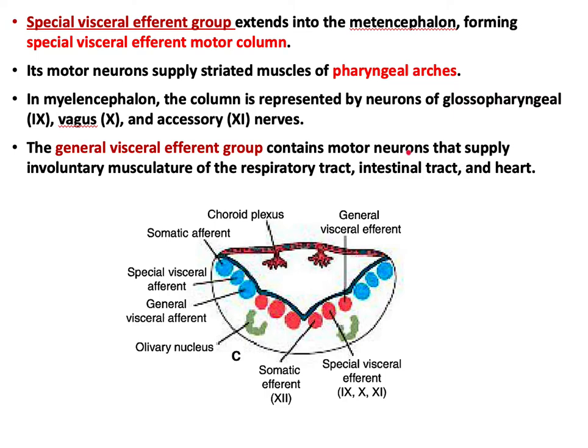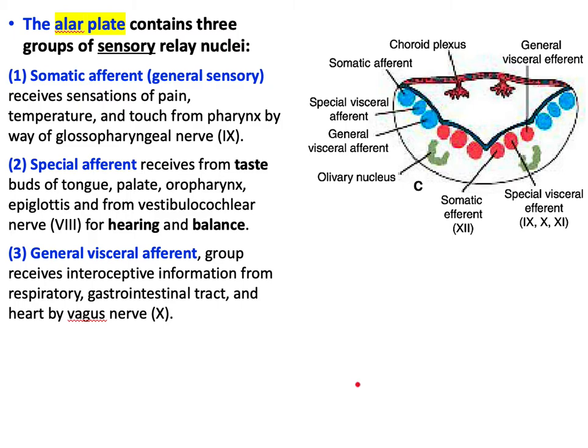We mentioned all of these things. So now, posteriorly, you have the alar plate. Start with the most lateral posterior one, which is somatic afferent, because it's the location for carrying the sensation like pain, temperature, touch, and pressure from the pharynx by the glossopharyngeal nerve, right?